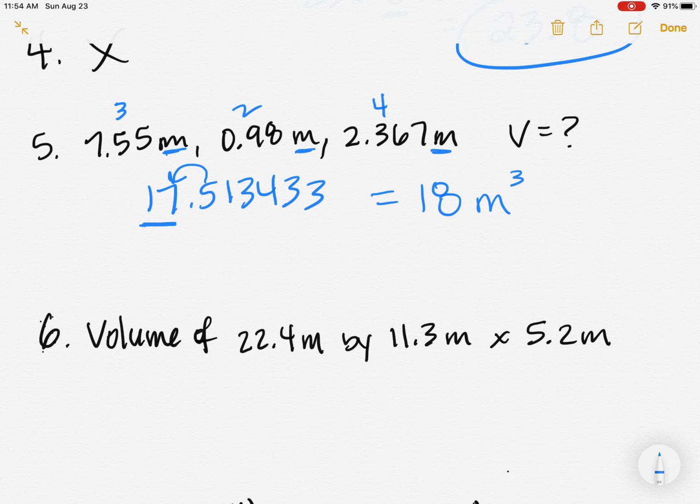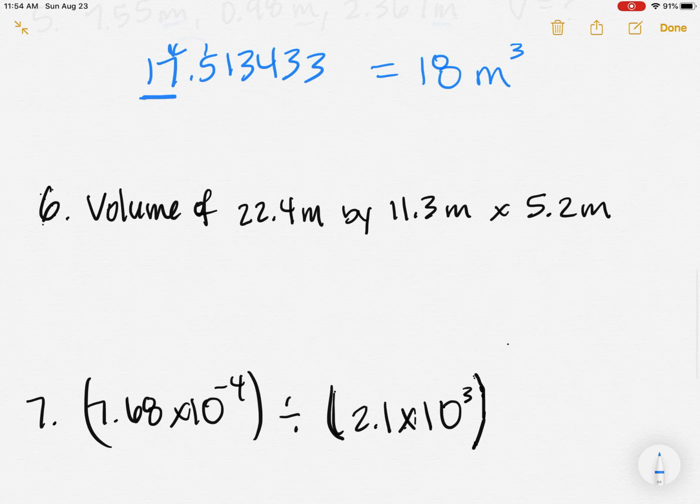Number 6 is a very similar problem. It says calculate the volume of a warehouse that has these dimensions. So again, volume is length times width times height. I'm going to multiply these 3 numbers together. And I get a huge number, 1,316.224. I'm multiplying. It's all about sig figs. So this number has 3, this number has 3, and this number has 2, which means my final answer can only have 2 sig figs.